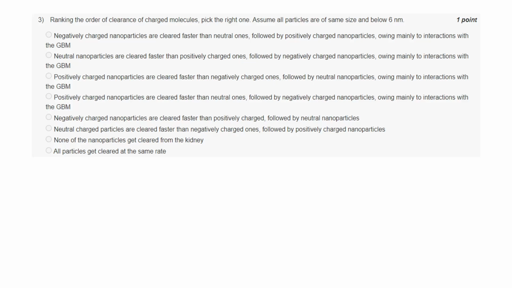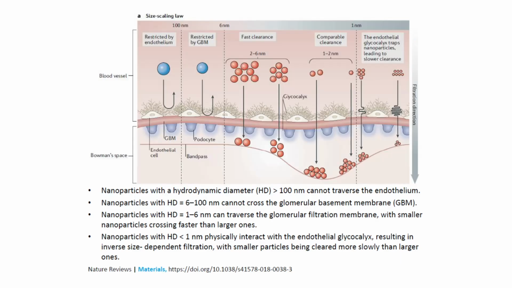And the third question, ranking the order of clearance of charged molecules, pick the right one. We have to assume all particles are of same size and below 6 nanometer. So this question is related to the clearance of particles from the glomerular basal membrane, which is present in the kidney. So essentially your kidneys have this membrane and your blood gets filtered through this.